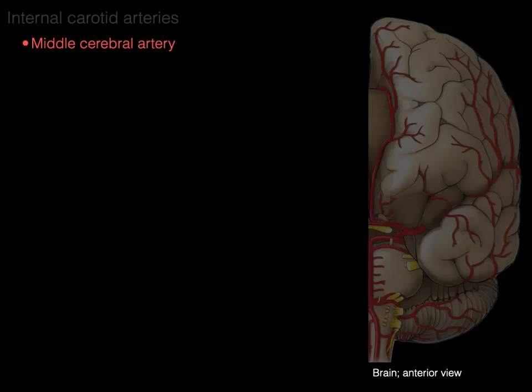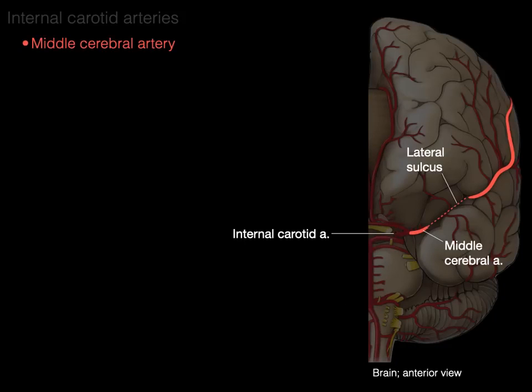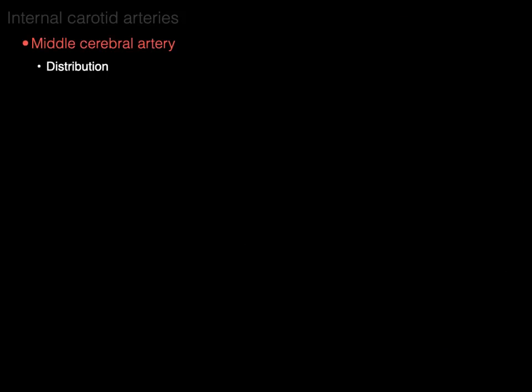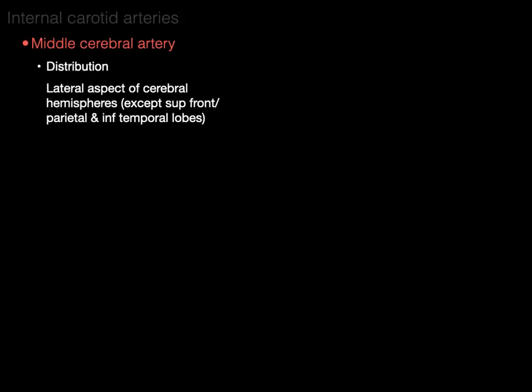cerebrum. So here's the brain in anterior view. There's our internal carotid artery, and there is our middle cerebral artery right within that lateral sulcus. And so the distribution is through the lateral aspect of the cerebral hemispheres, except for the superior portion of the frontal and parietal lobes and for the inferior part of the temporal lobe.